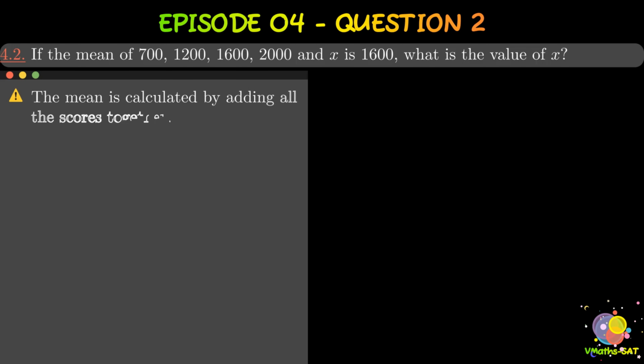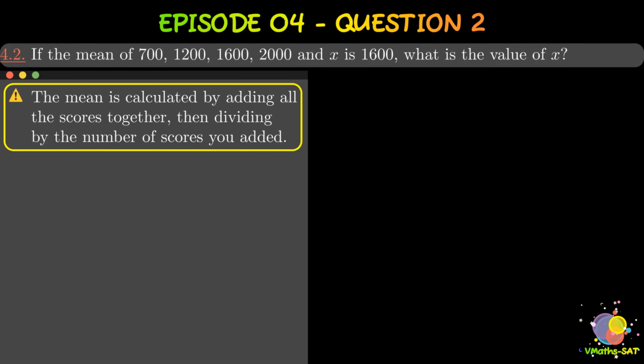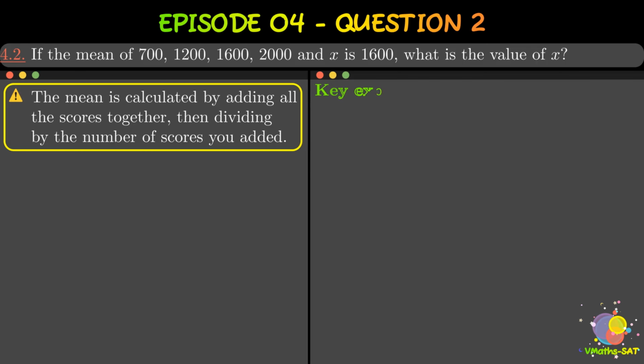Note that the mean is calculated by adding all the scores together, then dividing by the number of scores you added. Let's take a look at our solution.